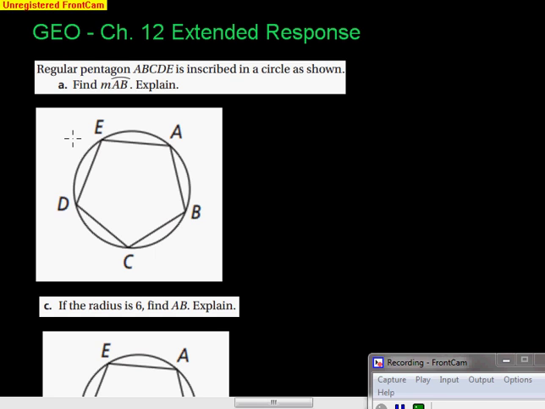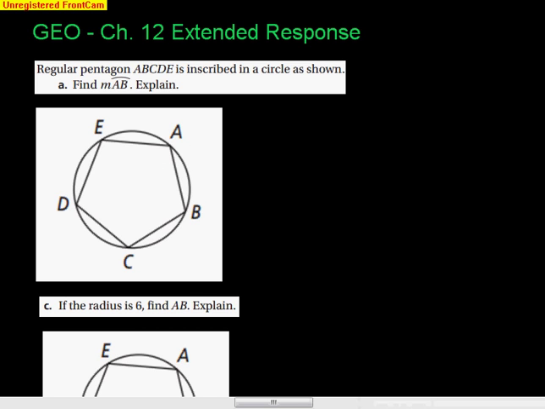So this requires using the idea of a regular pentagon, arcs, and central angles. Now, on this picture, there's no center. I'm going to estimate the center. I'm going to say it's right there. Call it O. So, if AB is my arc, and I'll go ahead and shade it, then what is the central angle that goes with AB? Well, it's this one. It's AOB.